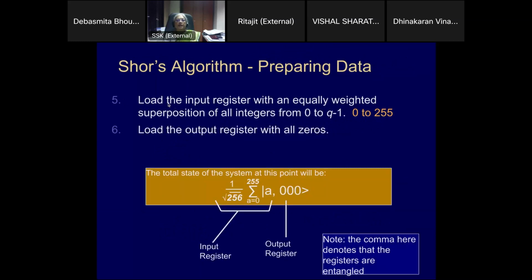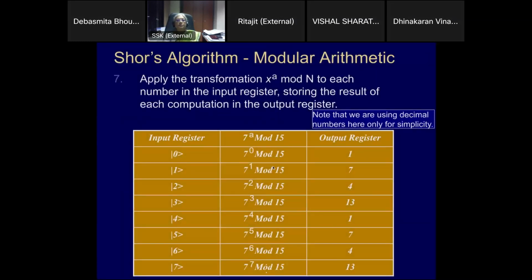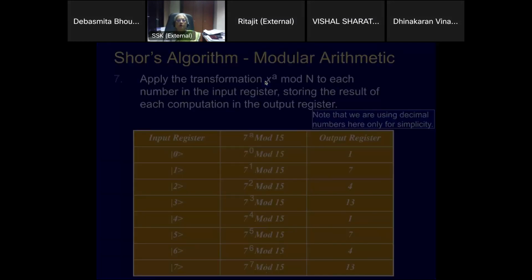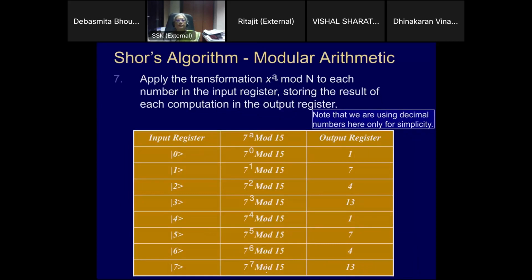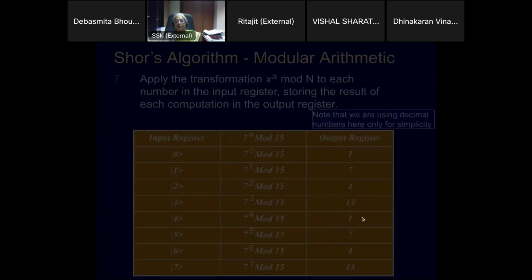So we initialize the input register with an equal superposition of the integers from 0 to 255, and the output register is all zeros. Therefore, the total state is like this, and this shows that they are entangled. Now all possible values are present, so we apply x to the power a modulo N in parallel to the input register, all possible states in one, and the output register will contain these values, and you can notice the periodicity of 4.